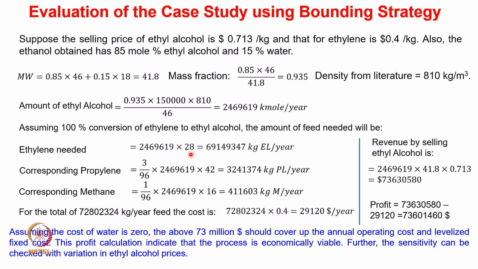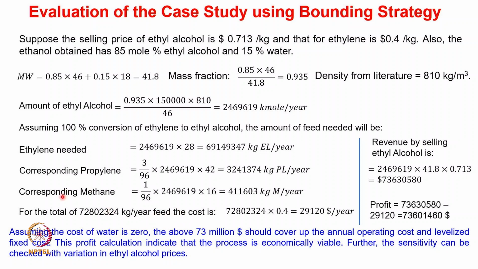And we can sum these three quantities, and that gives us the total amount of feed required over the year. So we will be requiring almost 7 crore 28 lakh 2,324 kg per year of the feed in order to satisfy the demand given by the sales department.